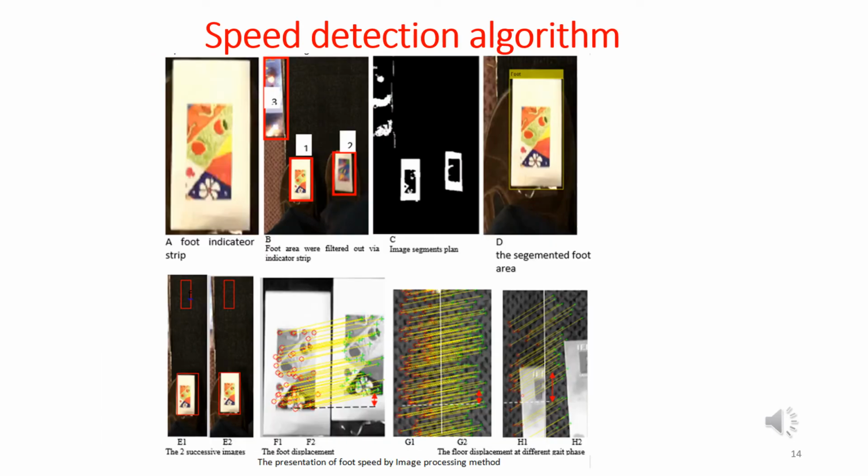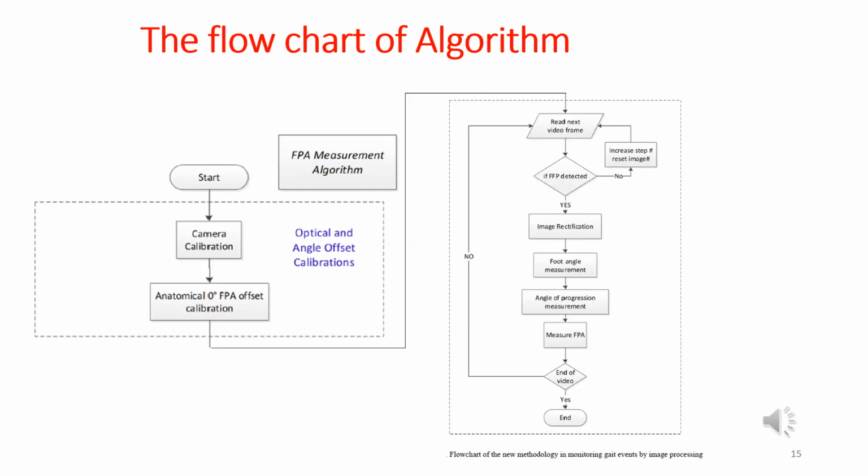In the video stream, the photos were filmed at 30 Hz frequency. In 2 successive images, the image features were matched and compared. Therefore, we can calculate the displacement of the features in 2 successive images. Based on that, we can calculate the speed of the moving object in the video. Now, we can summarize the full foot progression angle algorithm as shown in the flowchart.